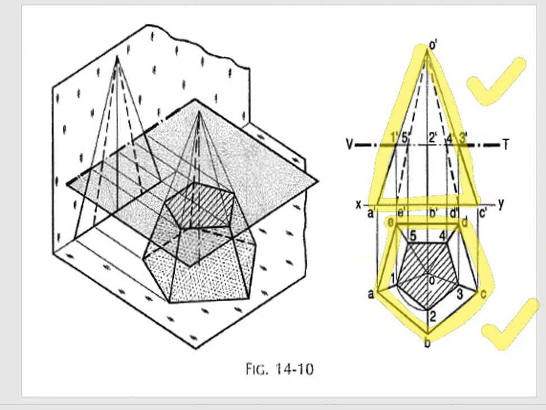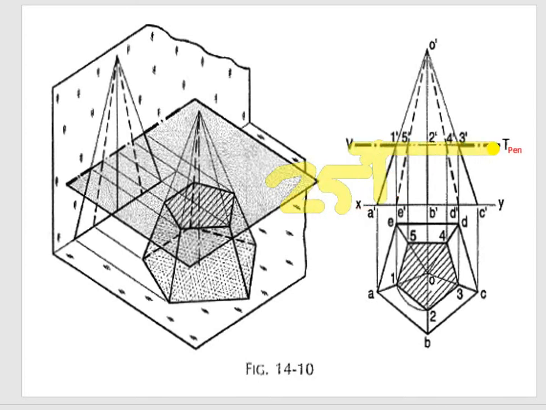All right. So what were the steps? First you draw this top view, then you draw the front view, and after that, in the question it is said that 25 mm above the base, you have to cut it. So measure 25 mm here. This length is 25 and cut it like this. That is a vertical trace.